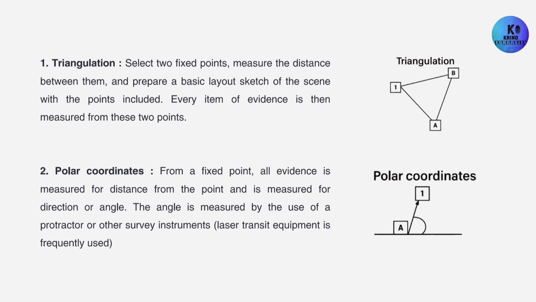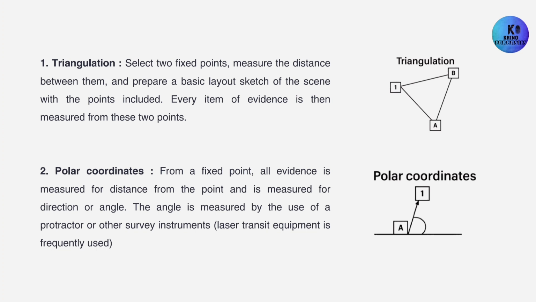Next, polar coordinates method. The polar coordinates method works on the principle of direction and distance. Here, you select a single fixed reference point. From this point, you measure the straight line distance to the evidence, and you also measure the angle at which the evidence lies relative to a reference direction, usually north.